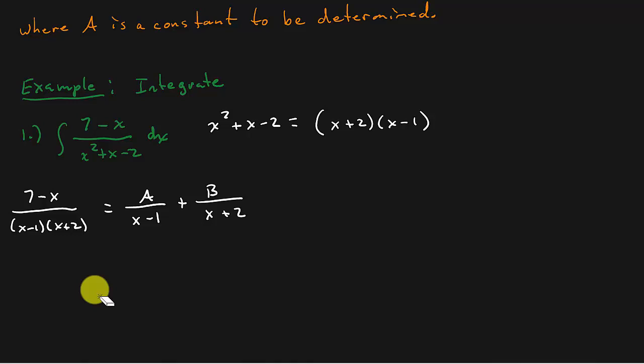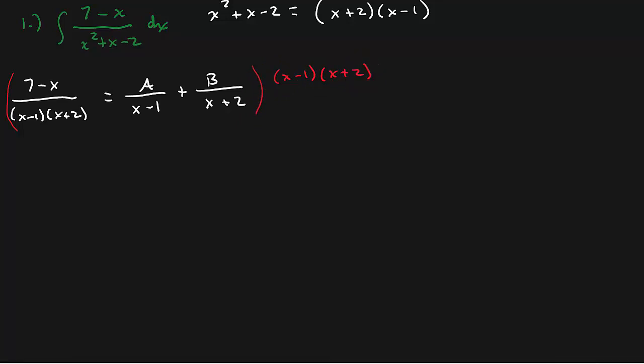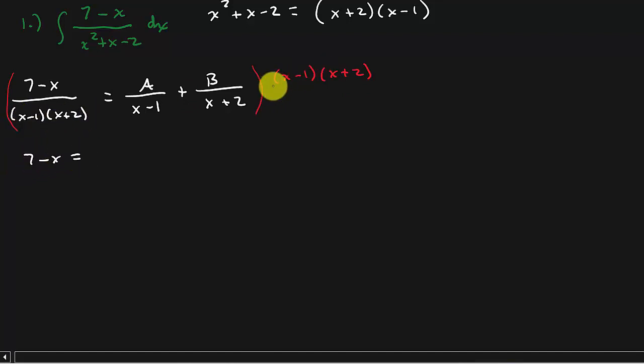All right, so what do we do now? Well, we've got to figure out what A and B are. So what we do is multiply everything by the common denominator. That knocks all this out. So we've got 7 minus x equals, and here the x minus 1's cancel, so we're left with A times x plus 2, plus, and then the x plus 2's cancel, we're left with B times x minus 1.